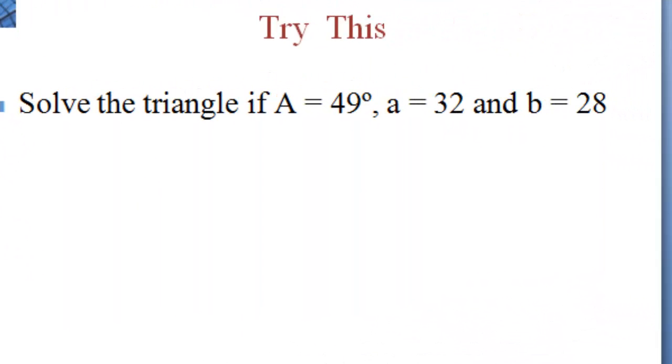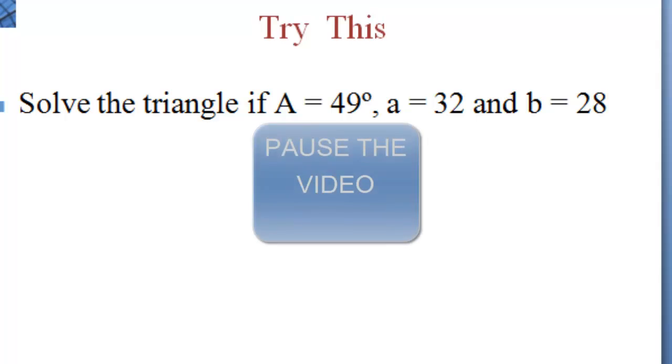Try this one. Solve the triangle if angle A is 49 degrees, side a is 32, side b is 28. You want to round your angles to the nearest degree, and you will be using arc sine to find this. So step 1 would be to draw your triangle and then solve for the parts. Pause the video, work it out, and then I'll give you the answer.